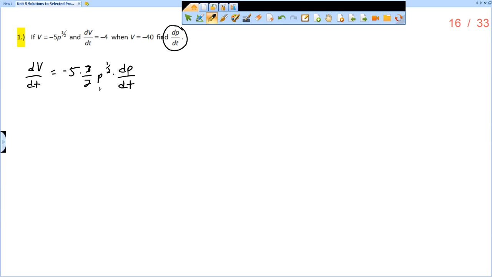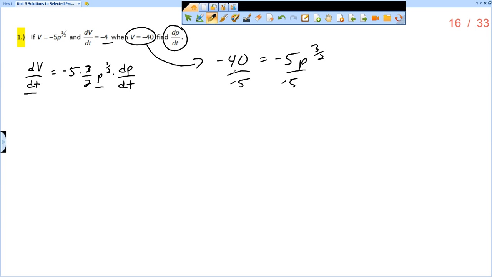But in order to do that, we need to know p and we need to know dv/dt. Now, we're given dv/dt, but we don't know p. So here's where we need to use v. We're given that v is equal to negative 5p to the 3 halves. So if v is negative 40, then negative 40 equals negative 5p to the 3 halves. Now I need to solve for p, so I'm going to divide by negative 5. And 40 over 5 is 8, so 8 equals p to the 3 halves.